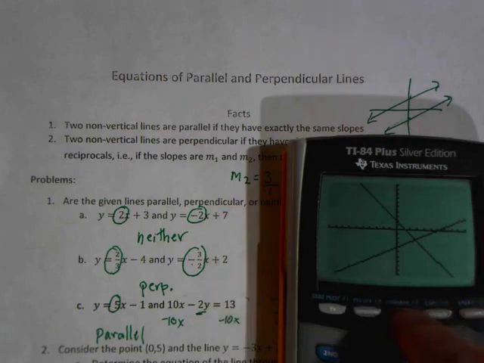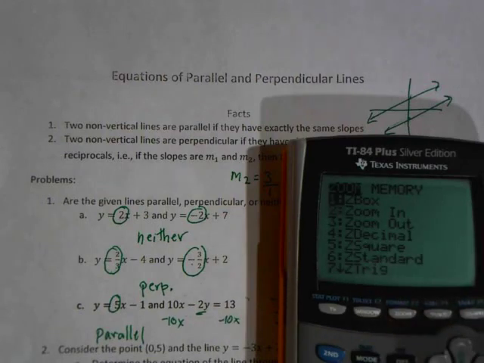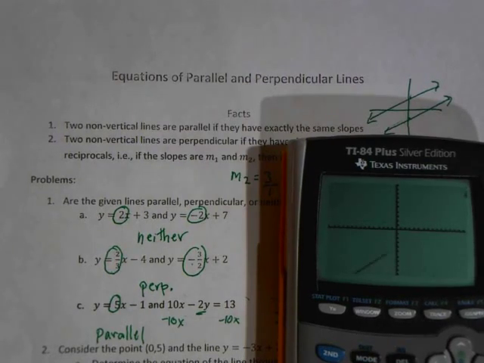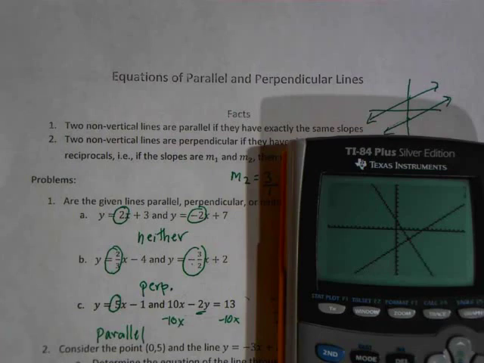You can fix that by going zoom square number 5. And what that does is it changes the tick marks so that they're exactly the same distance apart on both the x-axis and the y-axis, and then those do look perpendicular. So that's just a little warning if you're using your calculator. Most of the time we use zoom 6 or some other window, and our tick marks might not be the same spacing, and so the graphs will not look perpendicular.